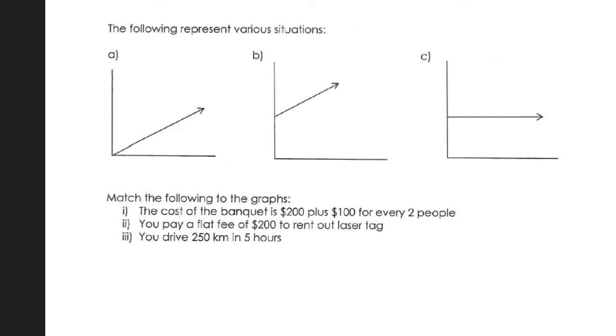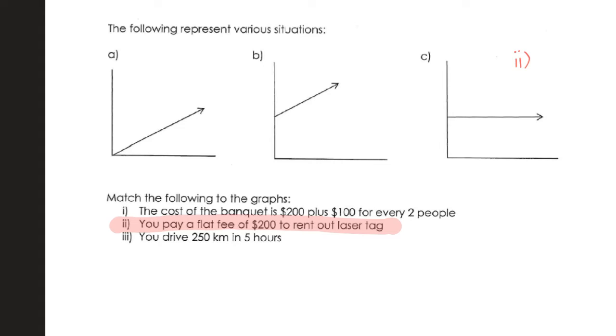Okay, well, if I'm going to try to match those scenarios to the graphs, then I have to think about what would be measured on each axis. I think it might have been pretty easy, or the easiest of the 3 at least, if we were to focus in on the you pay a flat fee of $200 to rent out laser tag. I'm hoping that when we see that, we may have matched that up with graph C.